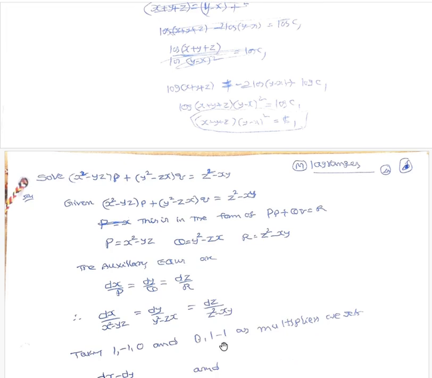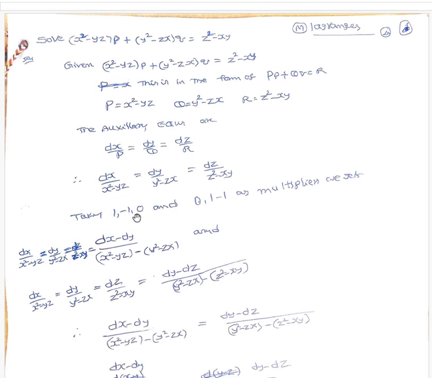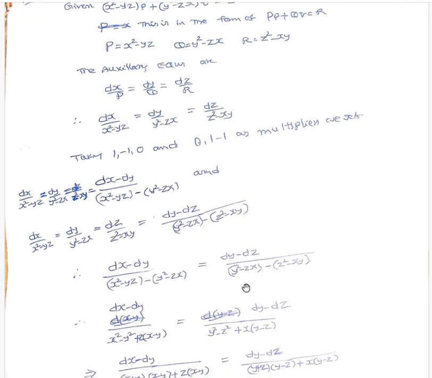So next, one more problem on the Lagrange's equation. (x square minus yz) p plus (y square minus zx) q is equal to z square minus xy. Therefore comparing with the standard equation, capital P, capital Q, capital R, similarly dx by P, dy by Q, dz by R. Taking 1 minus 1 0 and 0 1 minus 1 as multipliers, you are going to get dx minus dy by x square minus yz minus y square minus zx. Similarly 0 1 minus 1 means dy minus dz by y square minus zx minus z square minus xy.